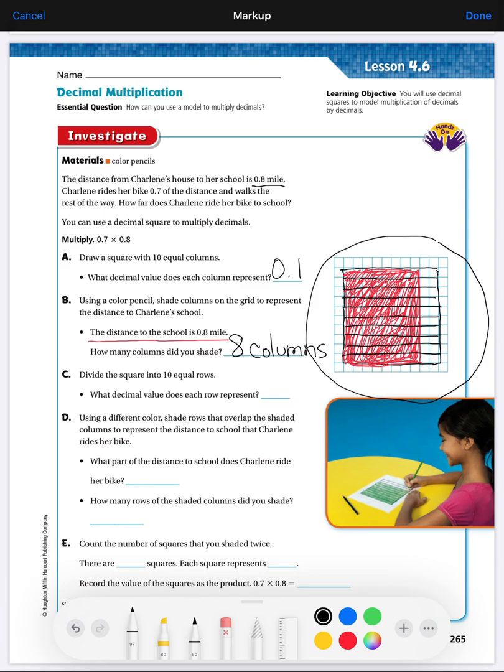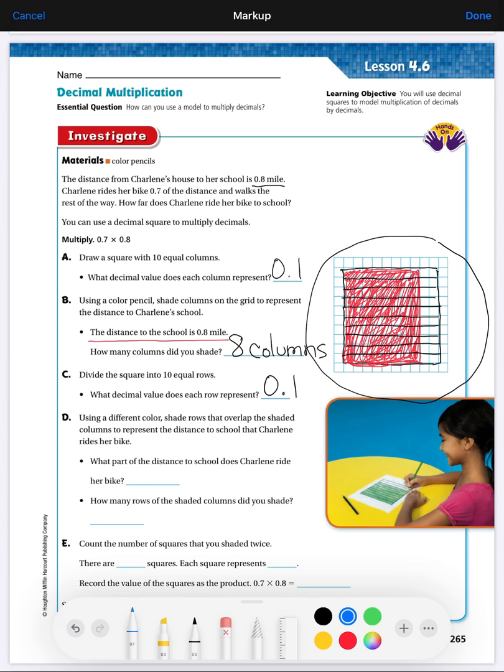And then it says, what decimal value does each row represent? Well, that's the same. It represents 0.1. And that's not really the most significant information that we're going to get out of this, because in the end, what we're looking for is the number value, okay? And we're going to talk about that in just a second here. So then the next piece, which is part D, says using a different color, shade rows that overlap the shaded columns to represent the distance to school that Charlene rides her bike.